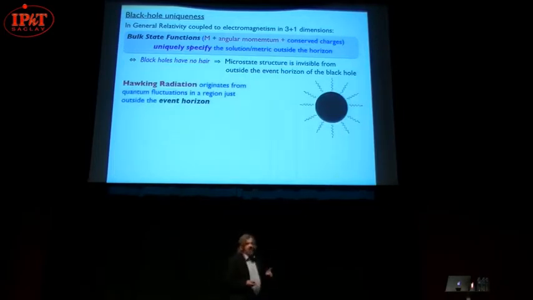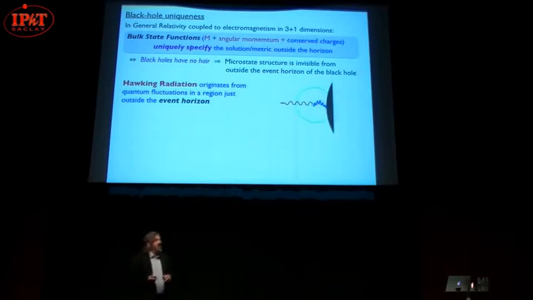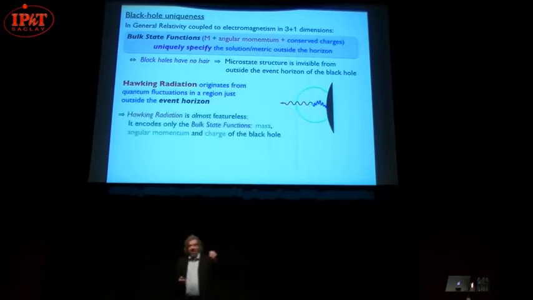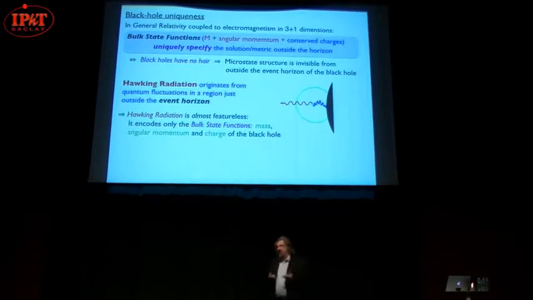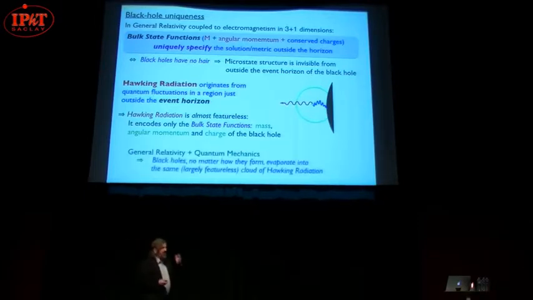Hawking radiation also originates from just outside the event horizon. It actually originates just above it, typically as a pair creation. And so the Hawking radiation that comes up is as featureless as the horizon itself. Therefore, Hawking radiation is almost featureless. It only encodes the basic state functions of the black hole, like the angular momentum, the charge, and mass. And so general relativity and quantum mechanics tell you that black holes, no matter how they form, evaporate into a largely featureless, completely unique pile of Hawking radiation.